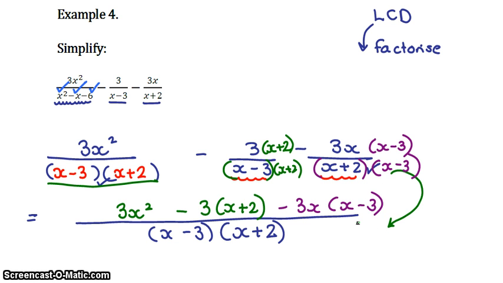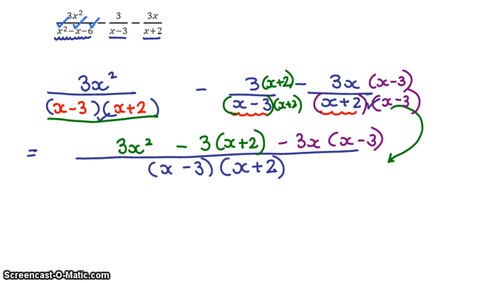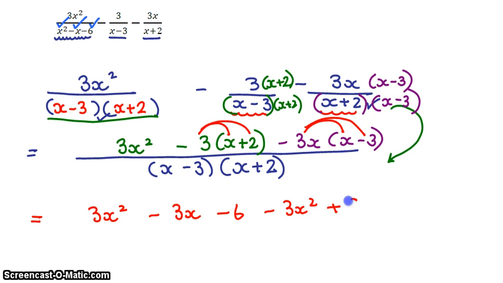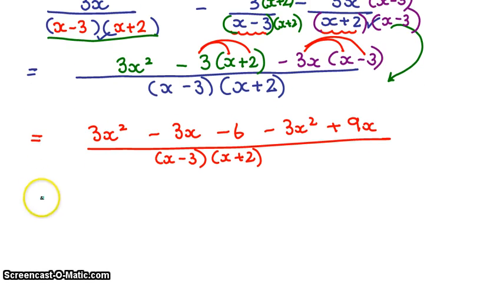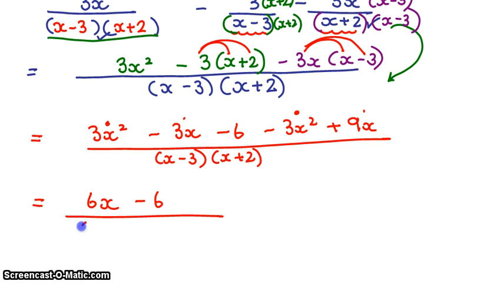Now, as soon as you're at this point, you've actually done all the hard work. All that's left for us to do now is multiply out, collect up like terms, and check if I can simplify. So 3x squared, distribution, minus 3x, minus 6, minus 3x squared, and plus 9x, all divided by x minus 3 and x plus 2. Notice I don't multiply at the bottom, and I'll show you why I don't in a second. So 3x squared take away 3x squared, those are like terms and they cancel. Minus 3x plus 9x is 6x, so I get 6x minus 6 over x minus 3, x plus 2.